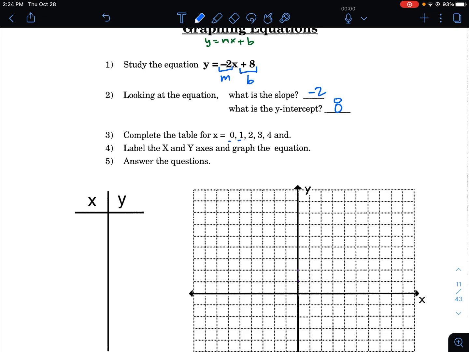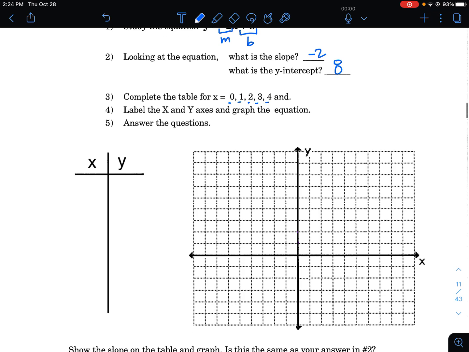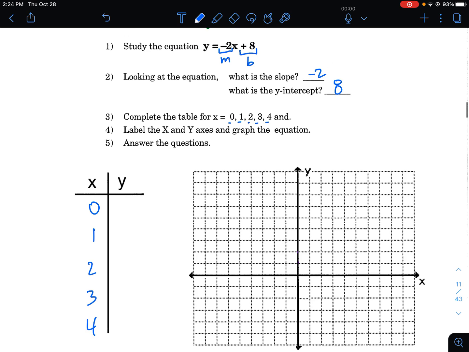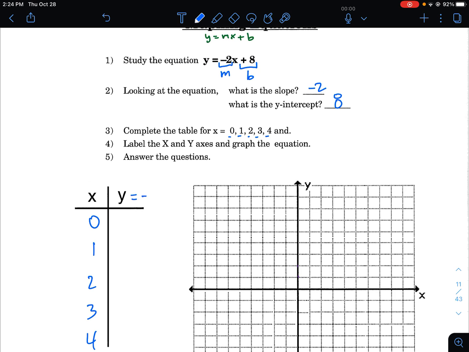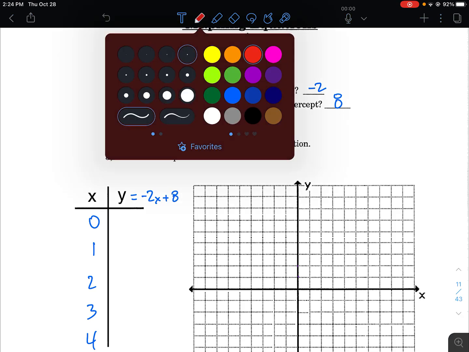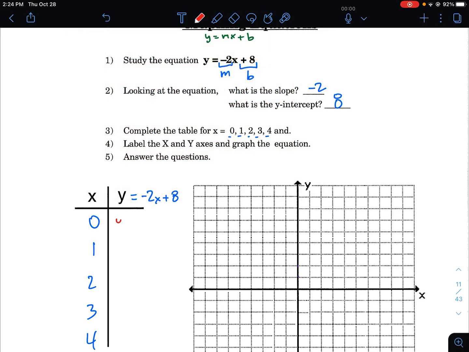Complete the table for x equals 0, 1, 2, 3, and 4. Our equation is y equals negative 2x plus 8. So let's do the work. Y equals negative 2 times x, which is 0, plus 8. So negative 2 times 0 is 0. 0 plus 8 is 8.